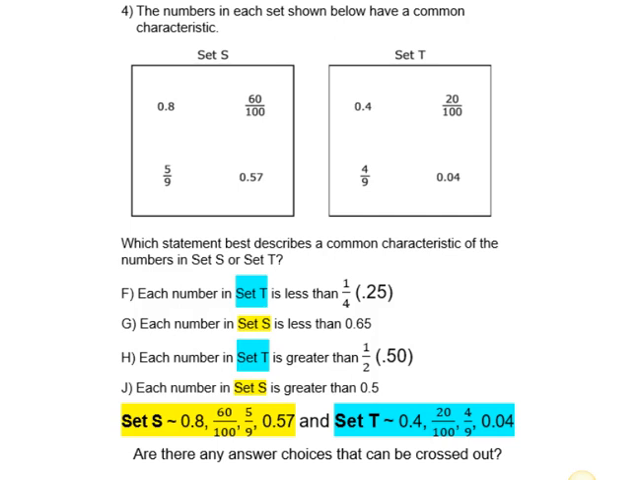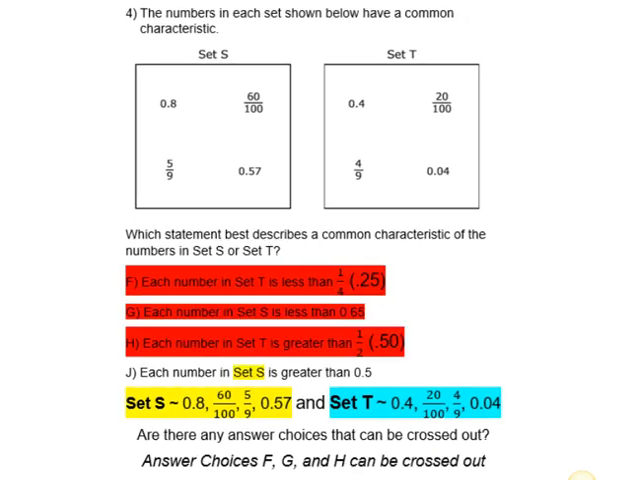Okay, so we highlighted that for answer choice F, we need to compare that to set T, and also answer H. And for G and answer choice J, we need to compare the numbers to set S. So taking a look at the numbers that are in both sets and the answer choices that go along with them, are there any answer choices that can be crossed out? If you said answer choice F, G, and H, you are correct.